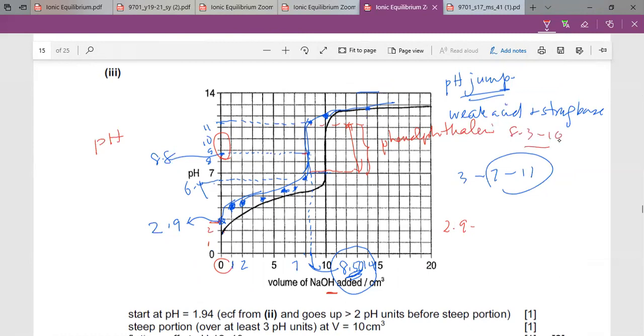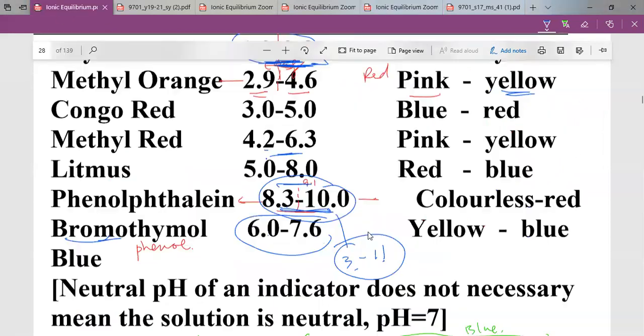That's 8.3 to 10, which will give me the change in color. Before the 8.5 end point, at 5 or 7 or 8, the pH is below 8.3, no change yet, it's colorless. Then at 8.4, 8.5, the color changes to faint pink, very near the end point. So the pH jump must fall within the pH range of the color change of the indicator, in this case phenolphthalein, 8.3 to 10. You can also use one from 7 to 11, it's very near, but of course the best is phenolphthalein.